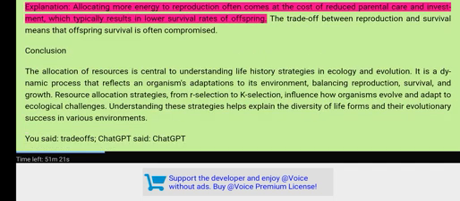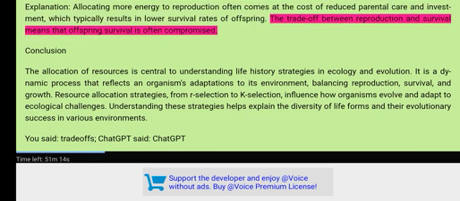Explanation: allocating more energy to reproduction often comes at the cost of reduced parental care and investment, which typically results in lower survival rates of offspring. The trade-off between reproduction and survival means that offspring survival is often compromised.